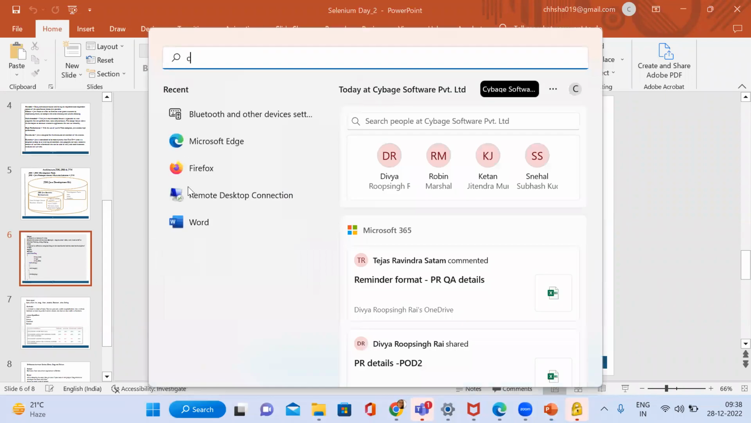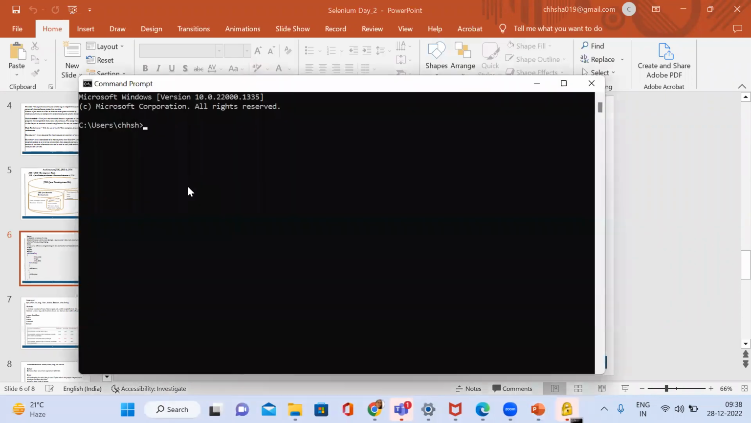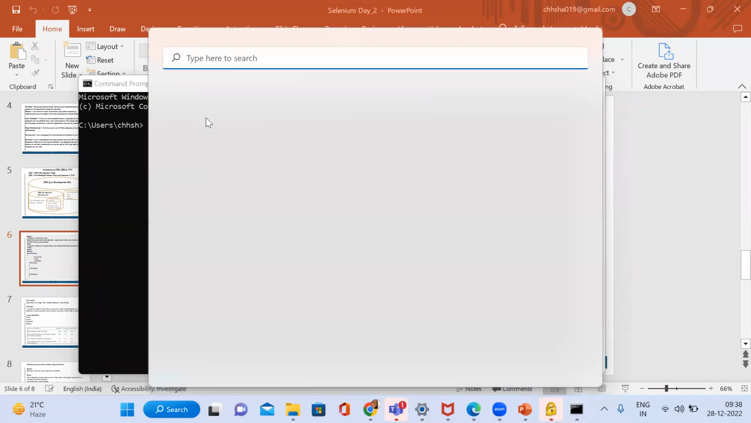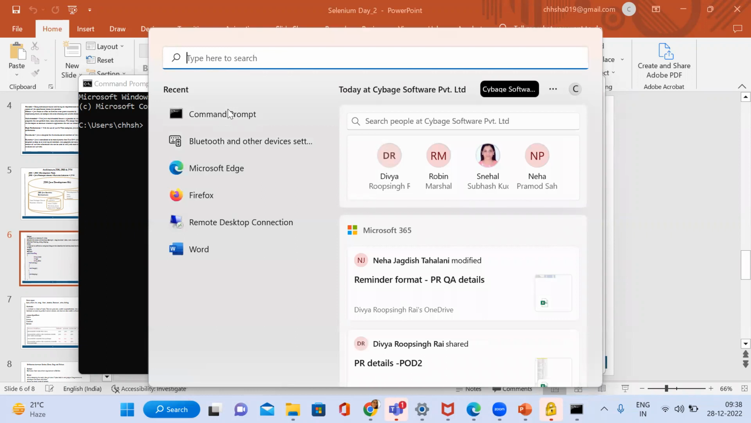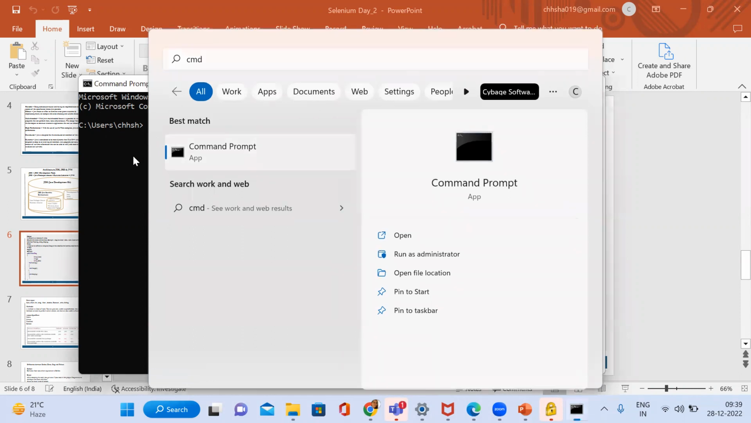Command prompt. You have to start the command prompt. Does everyone know how to start the command prompt by CMD? Yes or no? No. So we just have to run the CMD command prompt here. CMD, and it will open. So you can just click here, and this will be open.